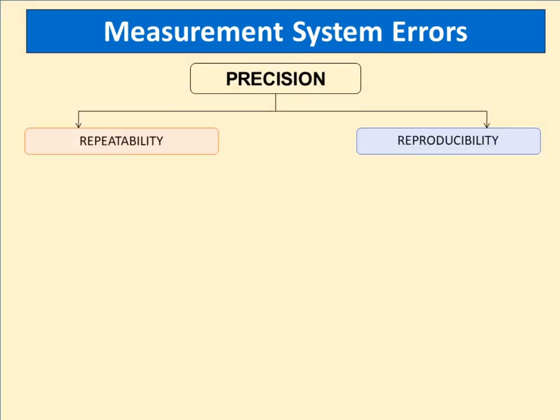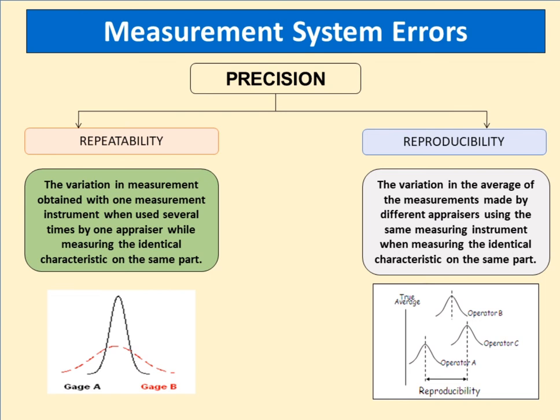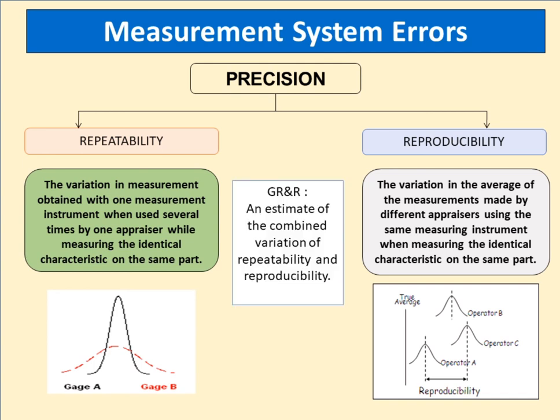Precision or measurement system variation consists of repeatability and reproducibility. Repeatability is the variation in measurement obtained with one measurement instrument when used several times by one appraiser while measuring the identical characteristic on the same part. On the other hand, reproducibility is the variation in the average of the measurements made by different appraisers using the same measuring instrument when measuring the identical characteristic on the same part. In conclusion, gauge repeatability and reproducibility, or GR&R, is an estimate of the combined variation of repeatability and reproducibility.